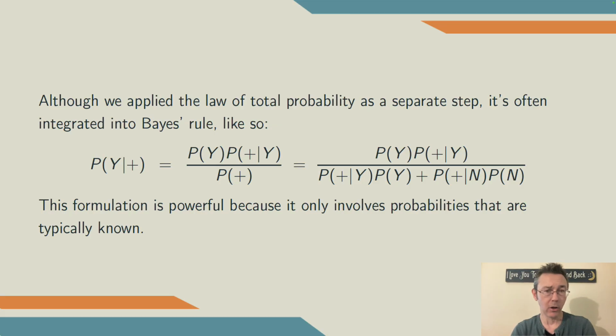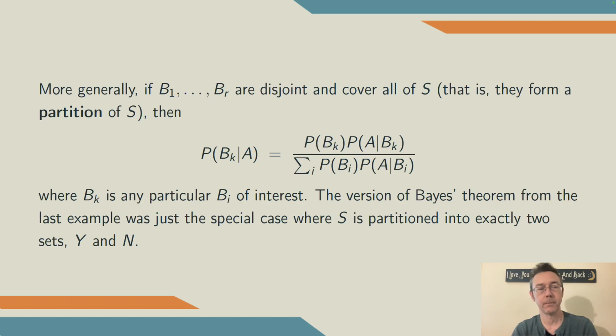Even though we applied the law of total probability as a separate step, it's often integrated into Bayes' rule directly. So basically, take out the denominator on the right-hand side, the probability of a positive result, and replace it with a formulation that uses that law of total probability. This formulation is powerful because it only involves probabilities that are typically known to us.